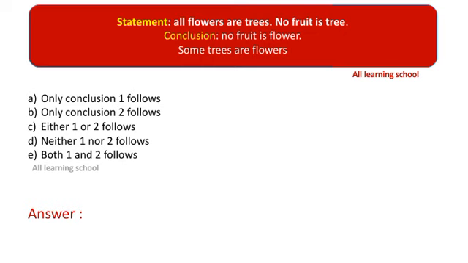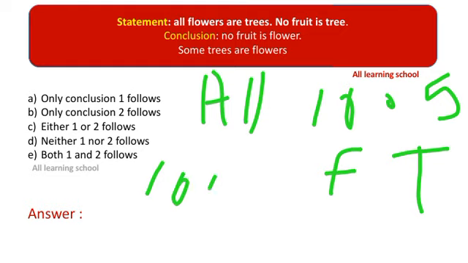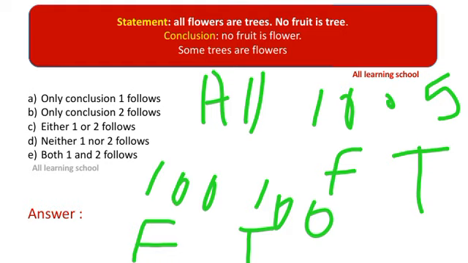Here all flowers are trees, give them income. Flower all income equal to 150, so flower income will be 100 and tree income will be 50. Similarly, no fruit is tree, fruit income is 100, tree income is 100. Now merge these statements. In the first conclusion, no fruit is flower, fruit is in the first statement and flower in the second statement, so we have to merge the first and second statement. Here according to the conclusion, assign them values. Fruit value will be 100, flower value will be 100.